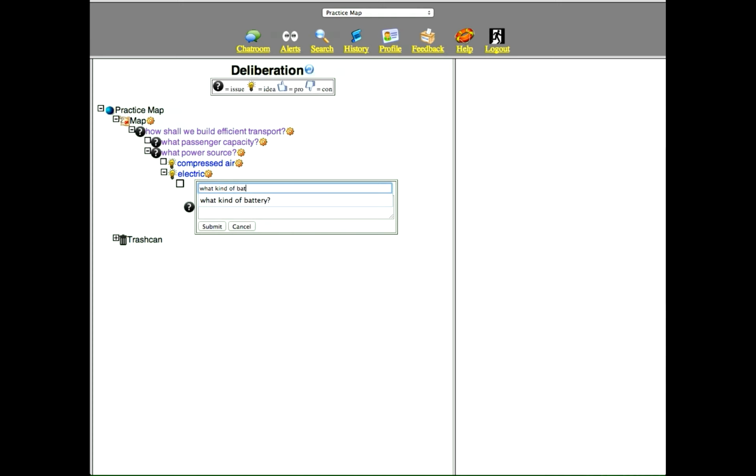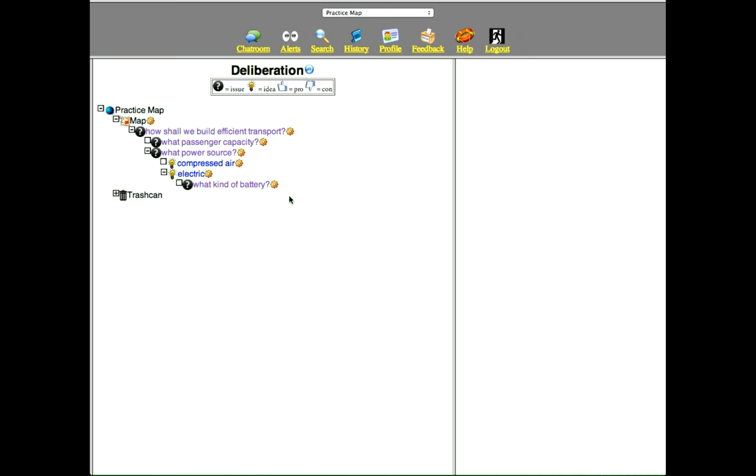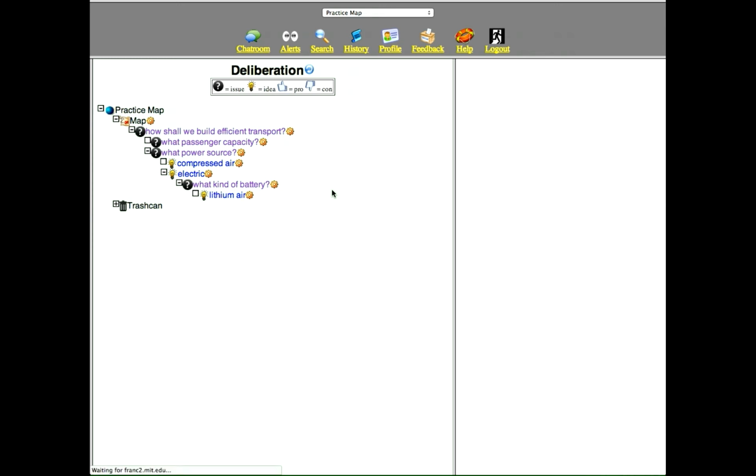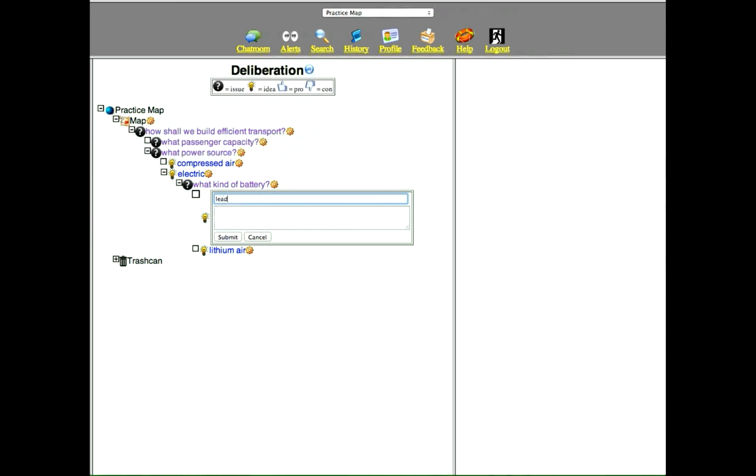So one person can raise a question, and then others can begin to offer solutions for it. So for example, someone else can come around and suggest that we use a lithium air battery. Or a third person may come along and suggest we use a lead acid battery. In this way, the whole crowd can work together to refine the space of possible solutions.